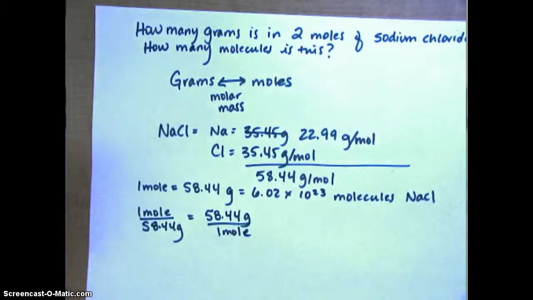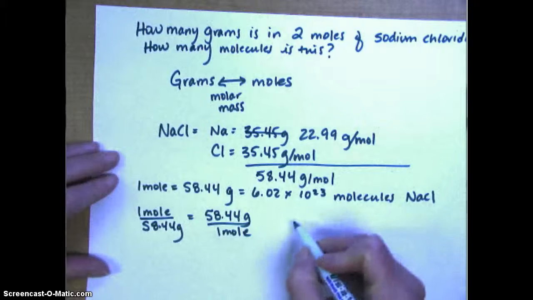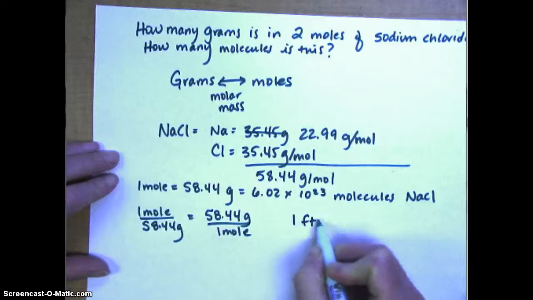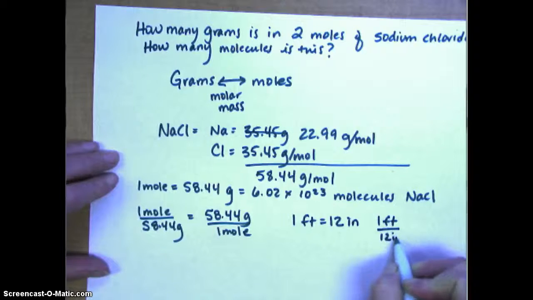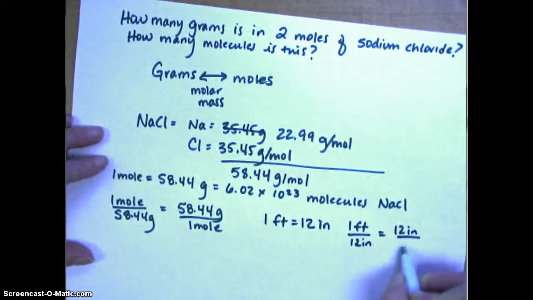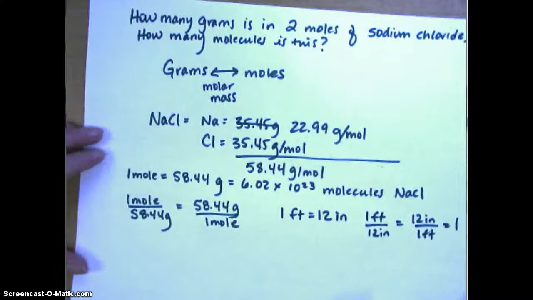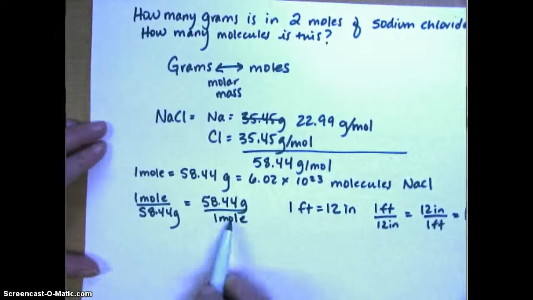So it's similar to what we did earlier in the year with factor labeling. Earlier in the year we used conversions that were more measurable, that we've had more experience with. The only difference is it's the same exact process, it's just using different numbers and different ideas. So remember when we said 1 foot equals 12 inches, we could write that as 1 foot over 12 inches because it's a ratio, and that equals 12 inches over 1 foot. But both of them equal 1. So in that same way, both of these are going to equal 1.